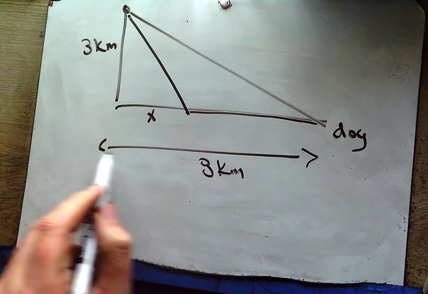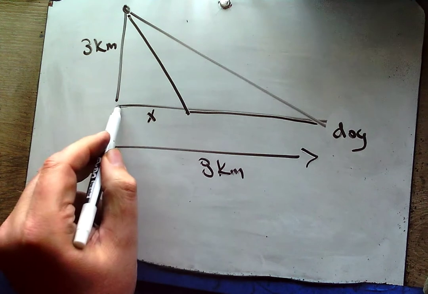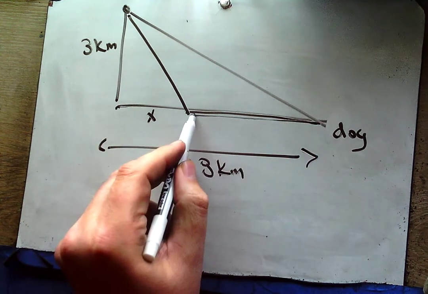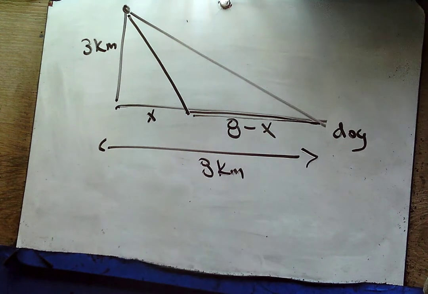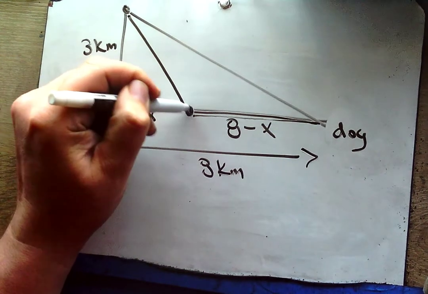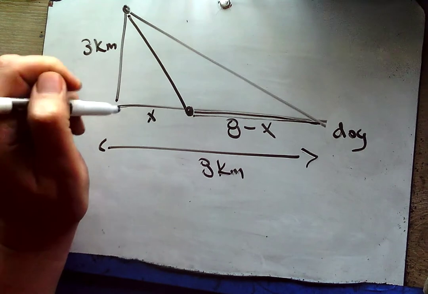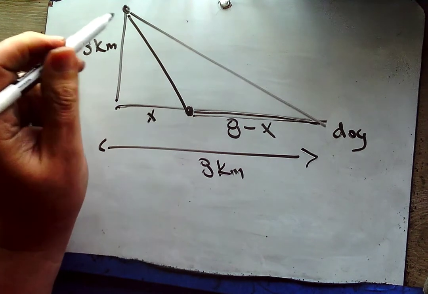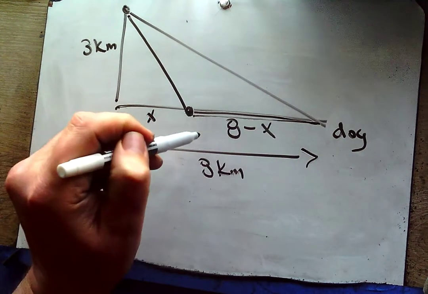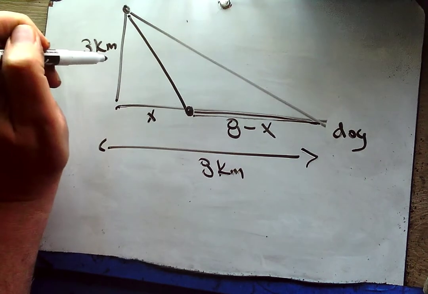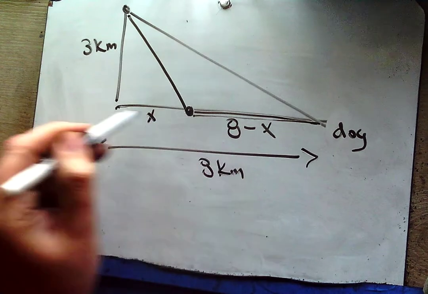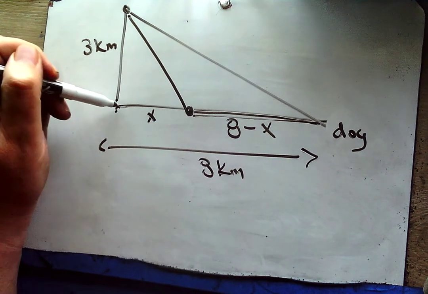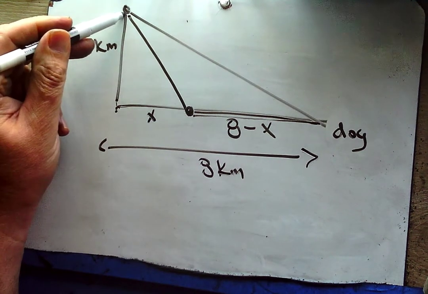If this whole distance is 8, and this distance is X, how long is this? 8 minus X. Okay, so this is the point that we're thinking about, where Elvis runs down the beach and then jumps into the water and swims. Elvis could swim the whole way. Elvis could run further and then dive in for the shortest swim.